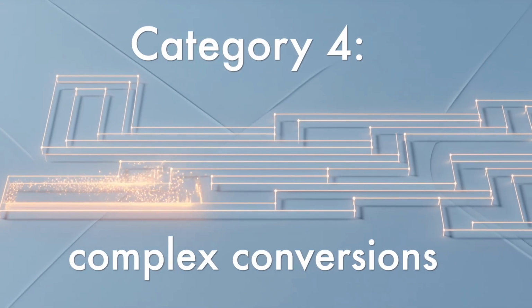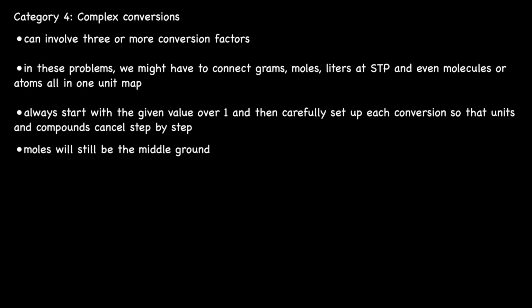The fourth category will be complex conversions, and these are the longest problems because they can involve 3 or more conversion factors. In these problems, we might have to connect grams, moles, liters at STP, and even molecules or atoms all in one unit map. These problems combine everything we have learned: molar mass, Avogadro's number, 22.4 liters at STP for gases, and the mole-to-mole ratio from the balanced equation.